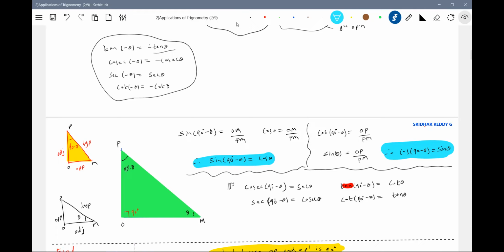Similarly, we'll explore these things. Cosecant of 90 minus theta will be secant theta. Secant of 90 minus theta will be cosecant theta. Tan of 90 minus theta will be cot theta. Cot of 90 minus theta will be tan theta. The angle 90 minus theta will come in the first quadrant. In the first quadrant, sine of 90 minus theta will become cos theta. That's what we are trying to express here. Cos of 90 minus theta will be sine theta.